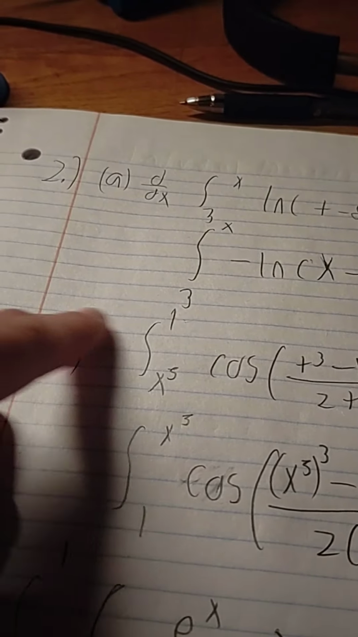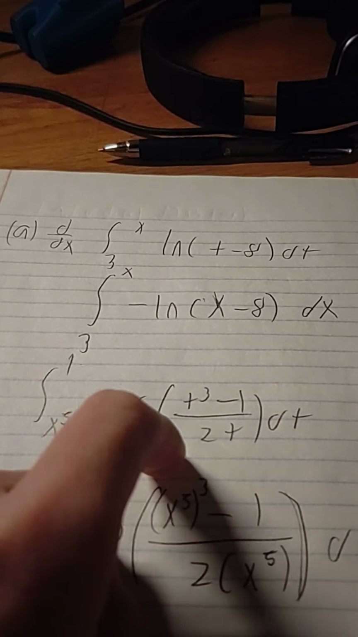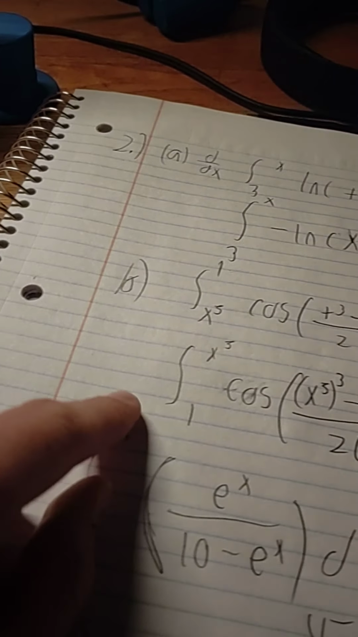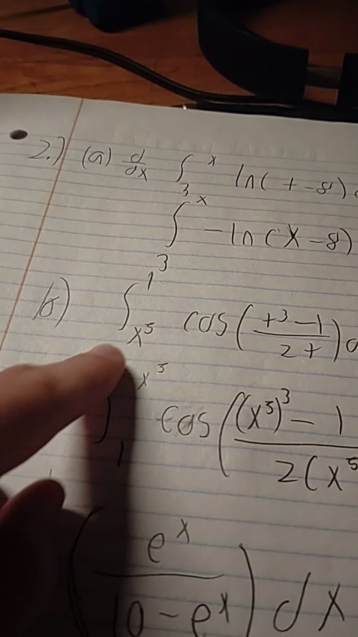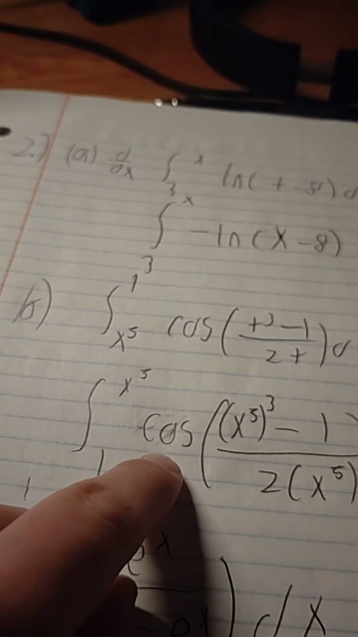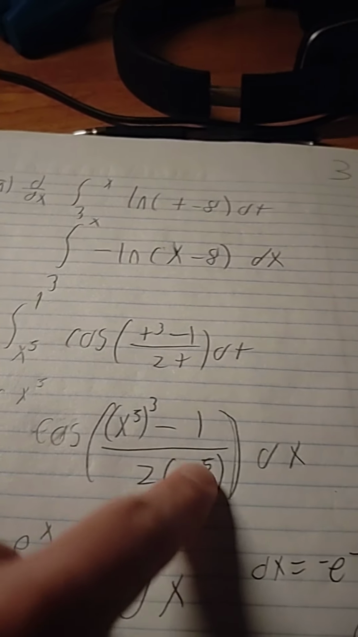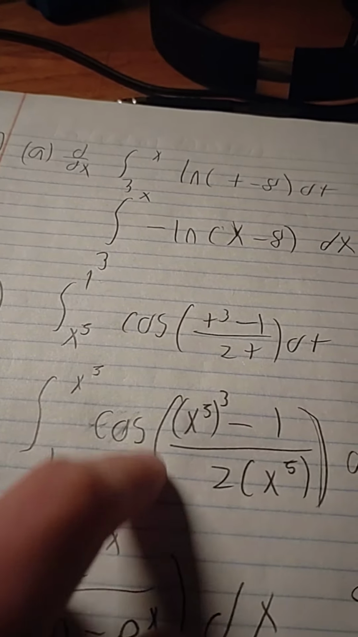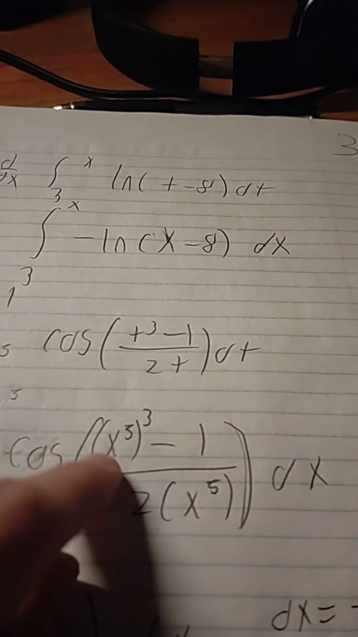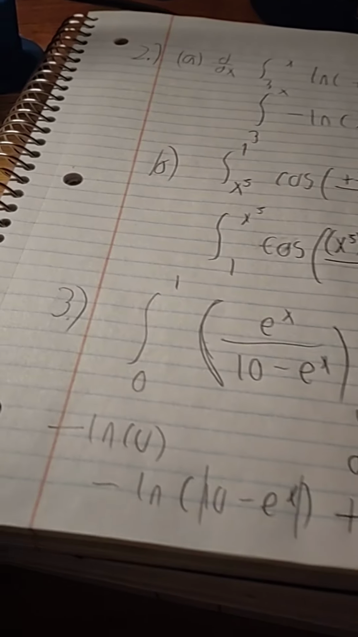So when we have b, we have the integral from x to the fifth to 1 of cosine t to the third minus 1 over 2t dt. So instead of going from x to the fifth to 1, we have to go from 1 to x to the fifth. So we just plug this in, cosine of x to the fifth to the third minus 1 over 2 times x to the fifth dx, because we're integrating with respect to x instead of t. So we remove the t and put the x to the fifth in, and dx, and that's the second fundamental theorem of calculus.